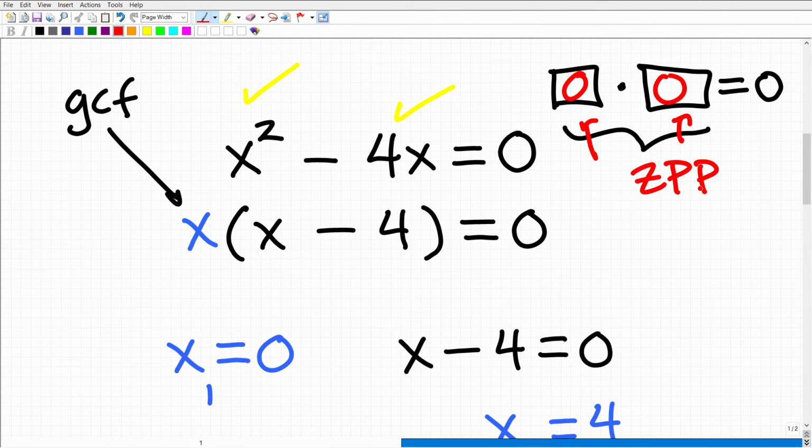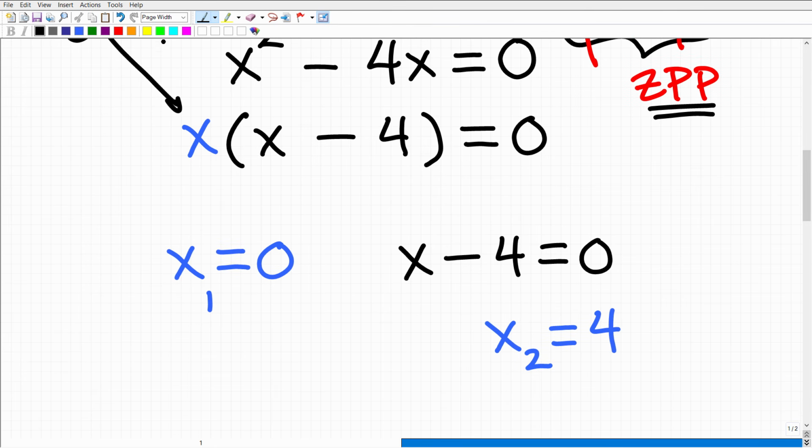That's why we love to factor in algebra to solve these equations, because we can use the zero product property. So we're going to set these individual factors equal to 0 and solve, because this thing times this thing is equal to 0. Therefore, x must be equal to 0, or x minus 4 will be equal to 0. So we'll set this x equal to 0. This is about the easiest equation you could possibly solve. So x is 0.